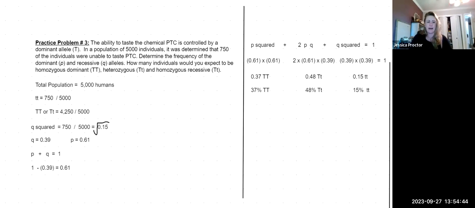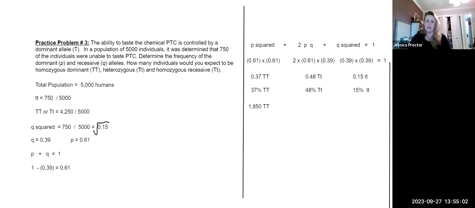So you guys tell me, nice work. Excellent, Joseph. So 1,850. 1,850. That's the number of humans that are homozygous dominant for the ability to taste PTC.